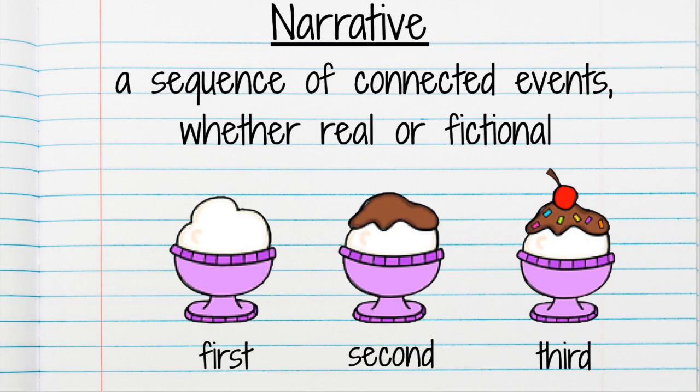So remember from yesterday? Narrative is a sequence of connected events, whether real or fictional. But something very important that we have to remember when we're writing a narrative story is that all the events need to be in sequence. They need to be in order. So we must use words like first, second, third, in the middle, then, at the end, finally. We could use all those words.